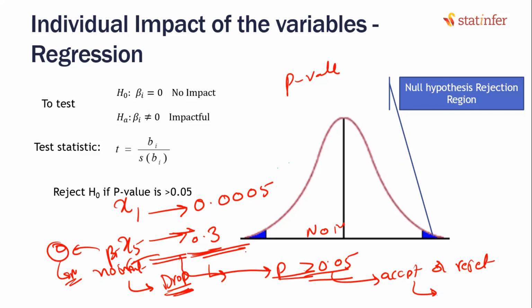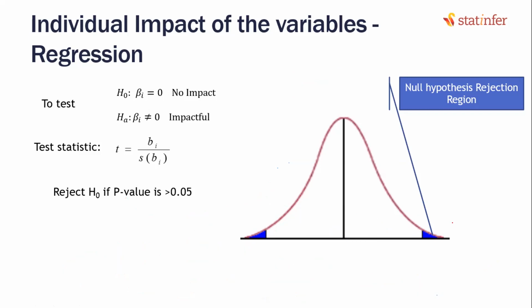If a p value is greater than 0.05, what do we do? We drop it. Make sense? Sir, one thing that is confusing is that in hypothesis testing, a p value greater than 0.05 is lying in an extreme place. No, not extreme. A p value greater than 0.05 is lying nearby.